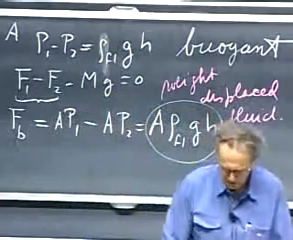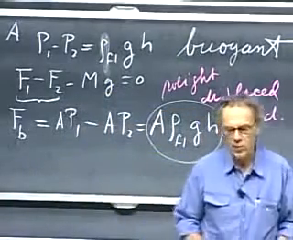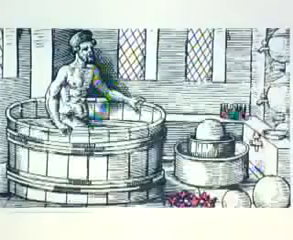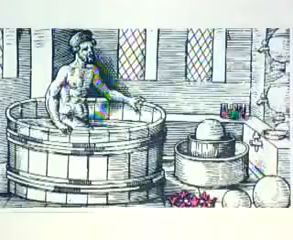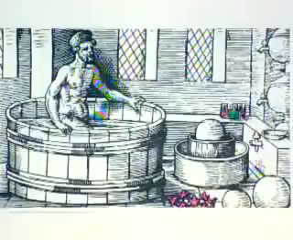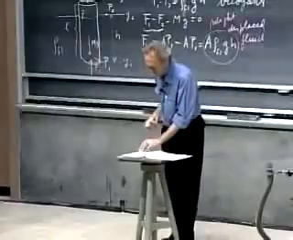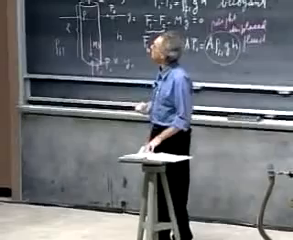According to legend, Archimedes thought about this while he was taking a bath. And I have a picture of that here. I don't know from when that dates, but you see him there in his bath. But what you also see are two crowns. And there is a reason why those crowns are there. Archimedes lived in the 3rd century BC.